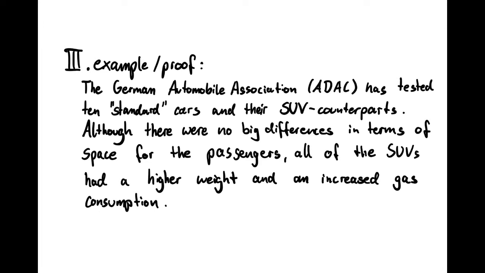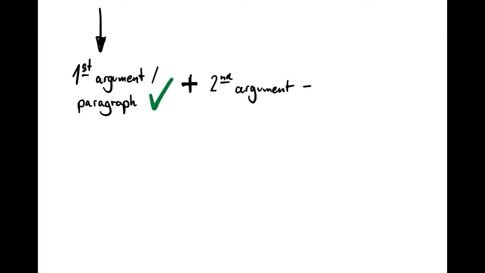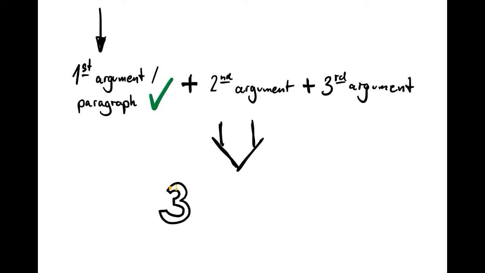So this statistic or this test by the ADAC really helps to prove your point. And we're done with the first argument. This first argument is your first paragraph in the main body. Now, for a 3-paragraph essay, you need a second and a third argument. Depending on the type of essay that you're writing, the second and third argument might also be a contra-argument, or the second argument is something pro-SUVs, and then your third one could be a contra-argument again.